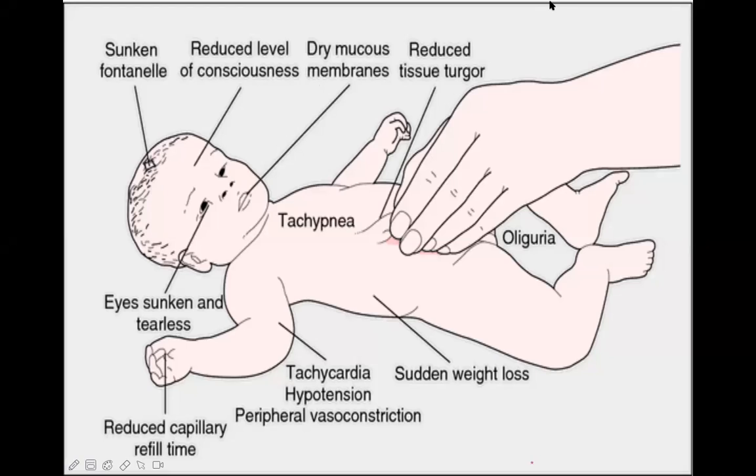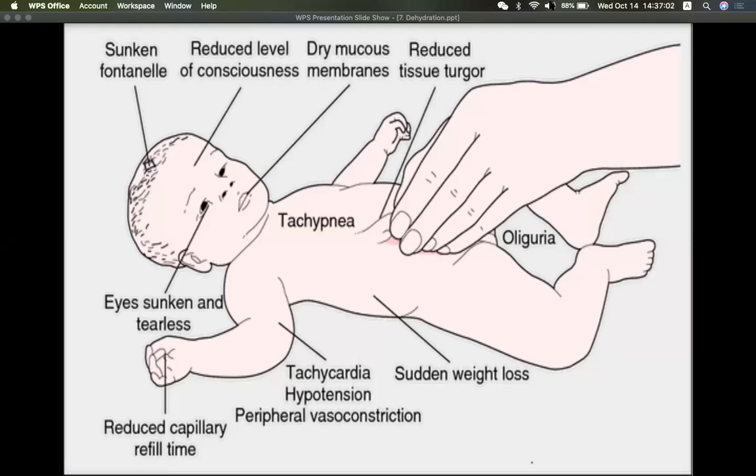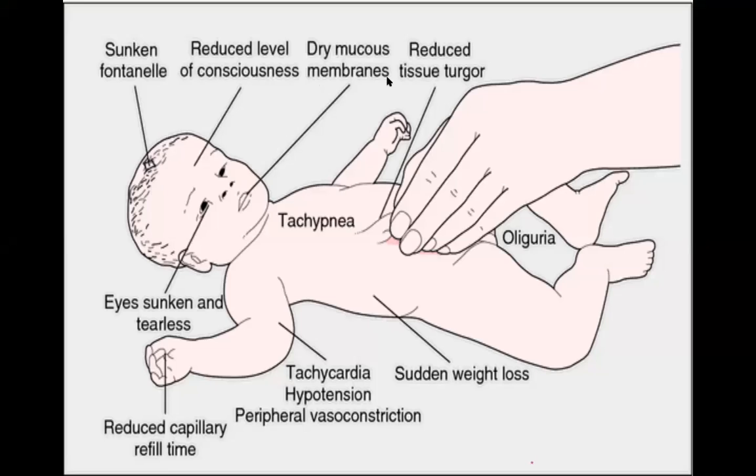Okay, so we're talking about the physical findings in a case of dehydration. Now all of you please pay attention to your screen. This is a very important slide which clearly tells us the important physical examination findings in dehydration in a child. Let's start from the head and go towards the toe. There is a sunken fontanelle.